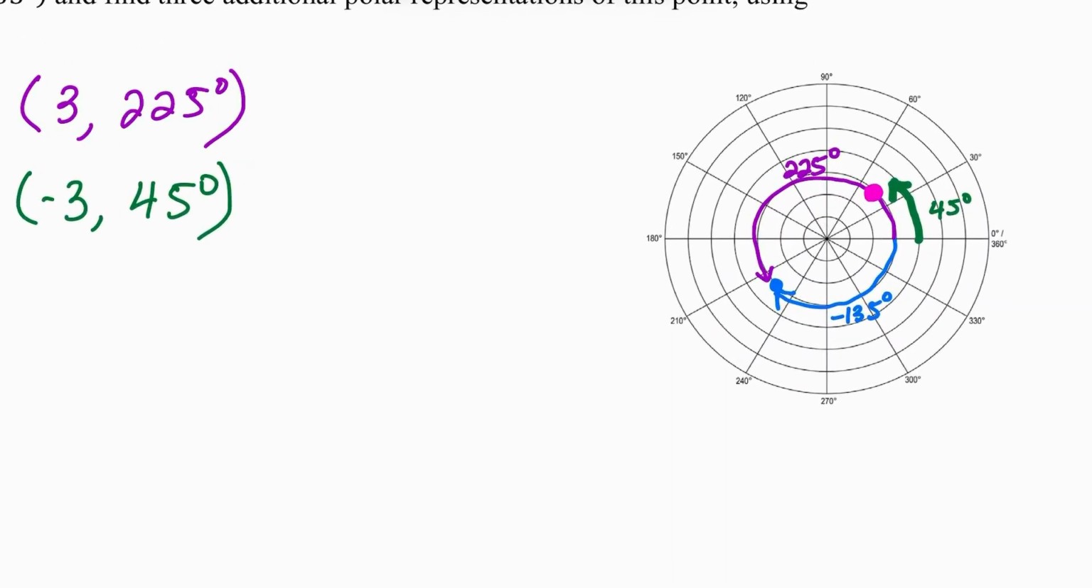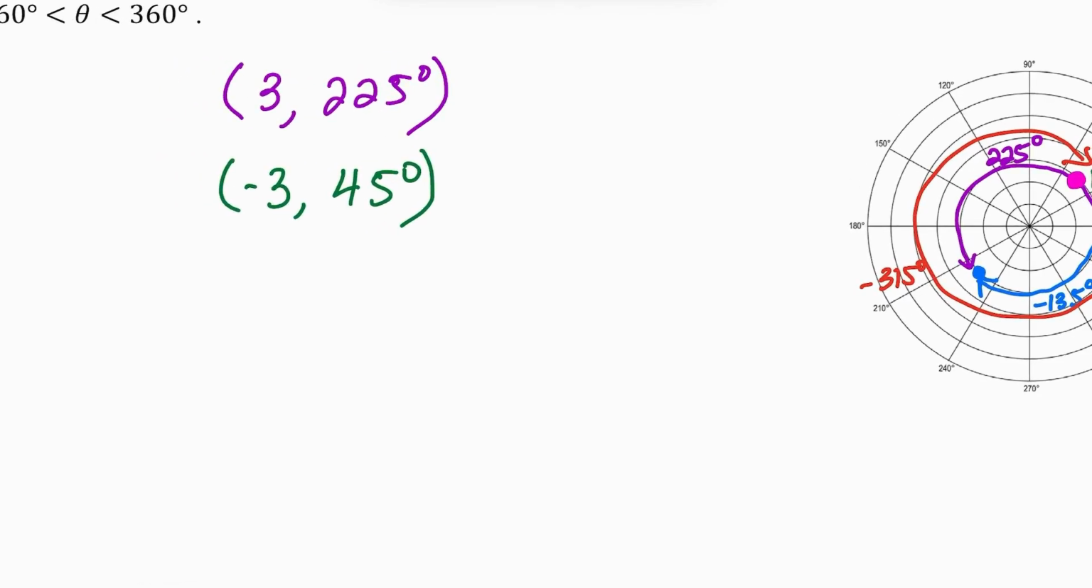And then lastly, what could I do to go in the negative angle direction? Well, if I go all the way around this way and get to this imaginary point there, that went negative 315 degrees. So that's going to be our other way. So we're going to go negative 315 degrees.